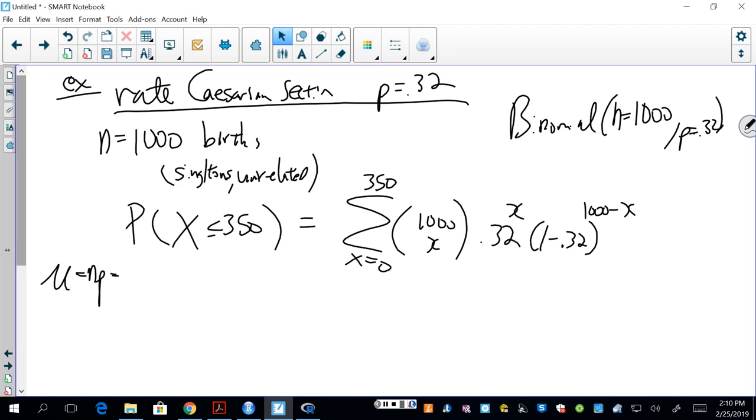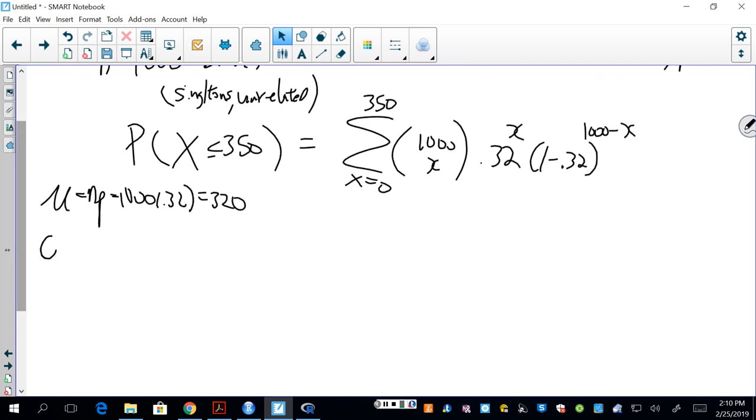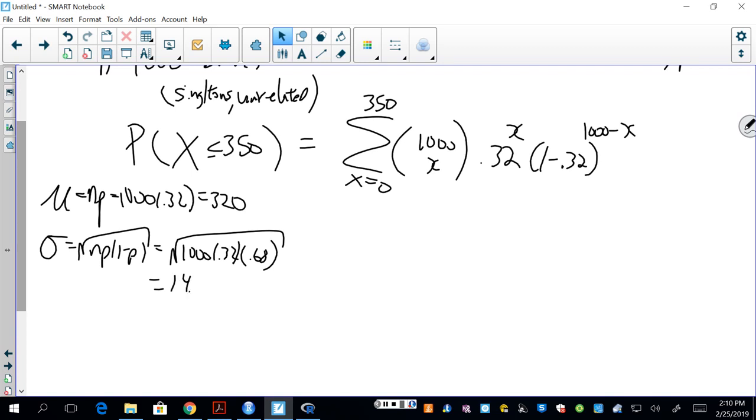So if it is 32%, right, then it's 1,000 times 0.32 or 320. The standard deviation is the square root of n times p times 1 minus p. So 1,000 times 0.32 times 0.68, square root of that, is 14.75. And you can leave that as a decimal. You don't have to change it to integers or anything like that. 14.75 births, but leave it as a decimal.